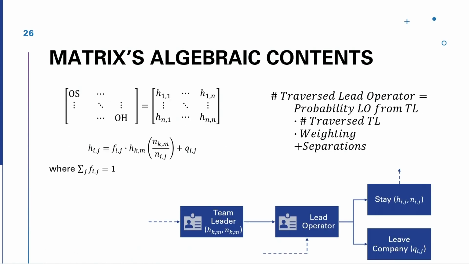Now, inside of the matrix for our particular use case, we're looking at the number of people that traversed the lead operator role. So how many people were lead operators? And this is equal to the probability that someone became a lead operator from the trade leader role times the number of people that traversed the trade leader role. So you can see how all these equations become connected. Plus you have the same equation with all the other positions that could lead to lead operator.